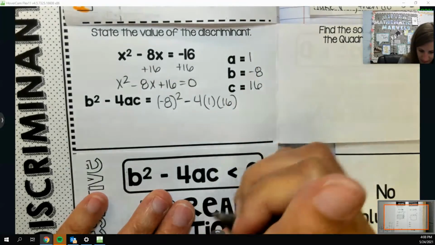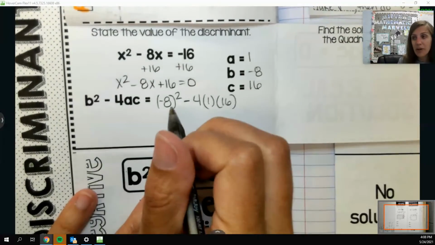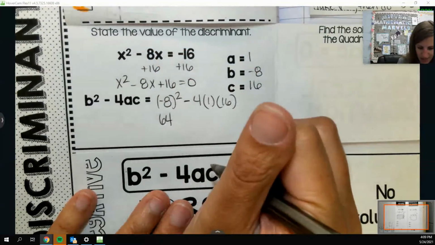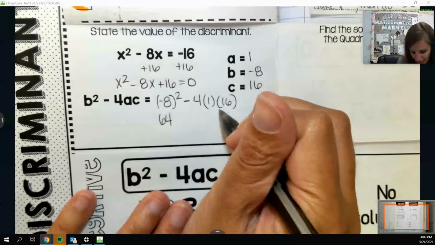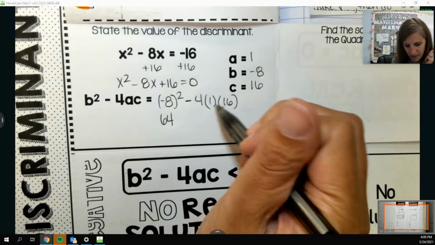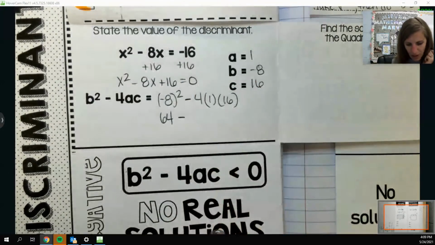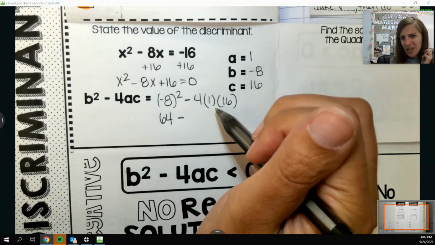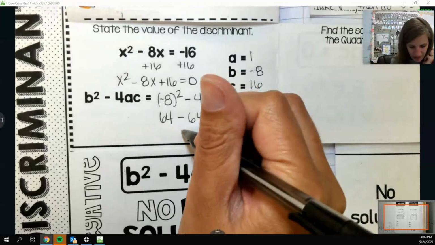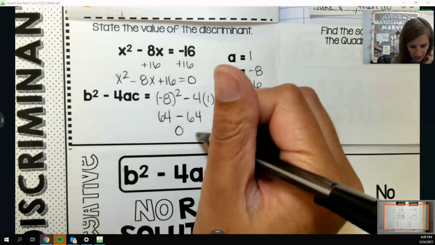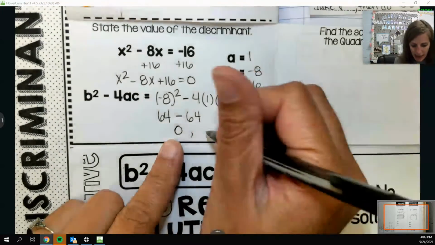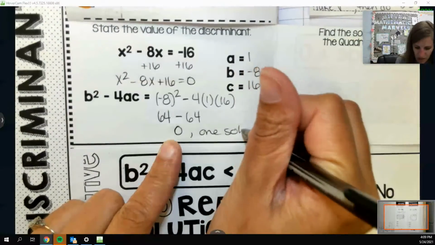is 16. Okay, so we have to do our exponent first, and negative 8 squared is 64, always positive when I square it. And then over here, when I multiply and I think about the positive negative situation, it's going to be minus or negative overall. And then the 1 sort of doesn't matter, so we're really just doing 4 times 16, which is 64. And then 64 minus 64 is 0. So because my discriminant is 0, that means I have 1 solution.